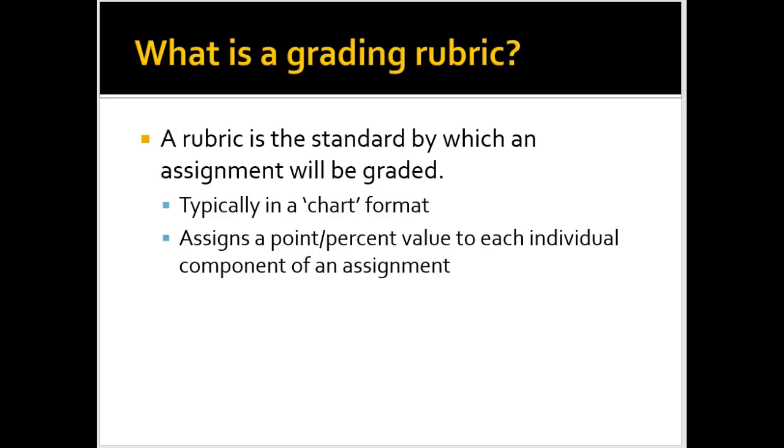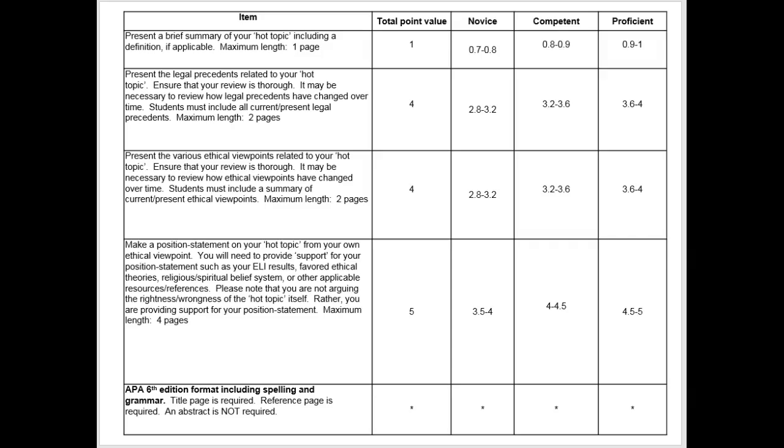In almost all of the nursing courses, you will find grading rubrics in chart format, and you will see that a professor will assign a point or percent value to each individual component of each assignment. Let's take a look at an example. So this is actually an example from the Nursing 405 Ethics course as it relates to the hot topic paper, which is the final big writing assignment in that course.